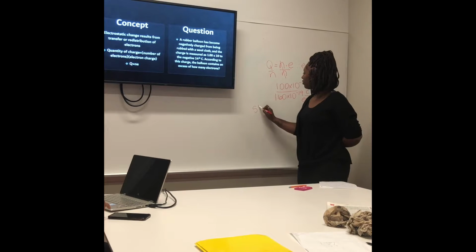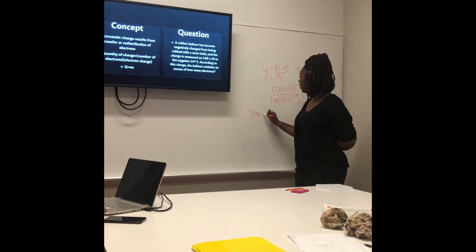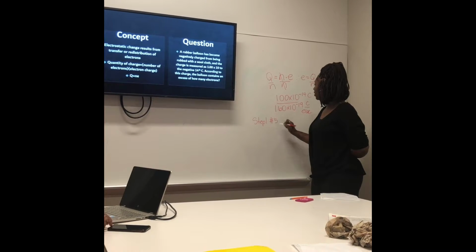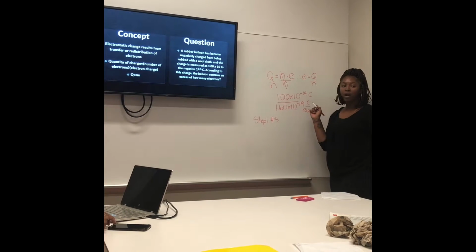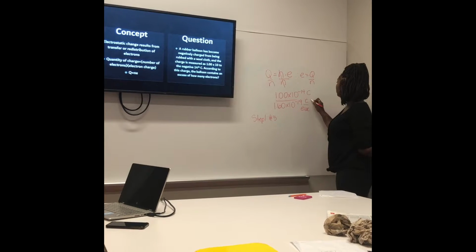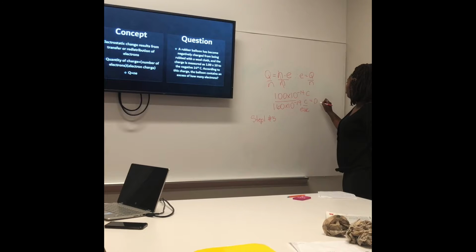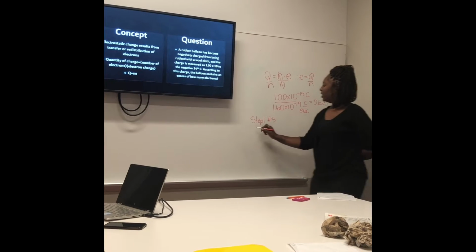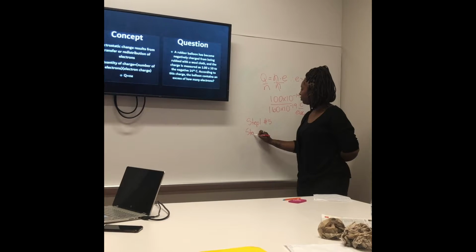So in order to solve this problem, we'll move on to step 1, which is do numbers first. 1.0 divided by 1.6 equals 0.625. Step 2, exponents.